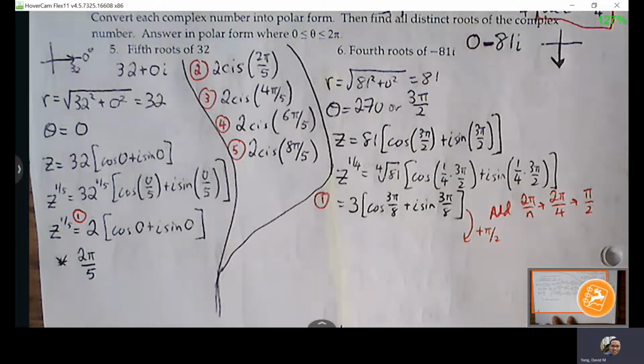Okay, so that's z, that's your complex number, but then you've got to raise it to the 1/4, and you've got to divide the theta by 4 or multiply by 1/4.